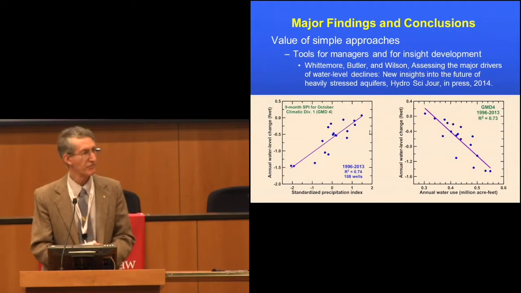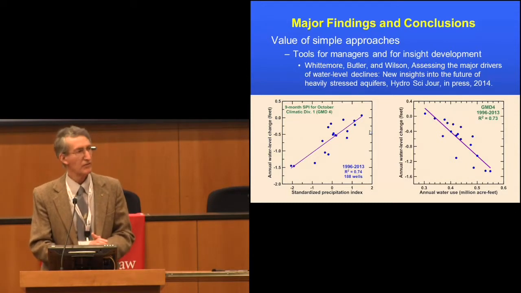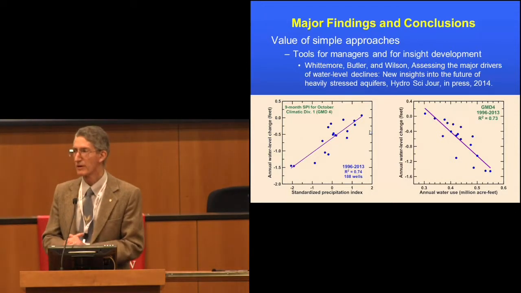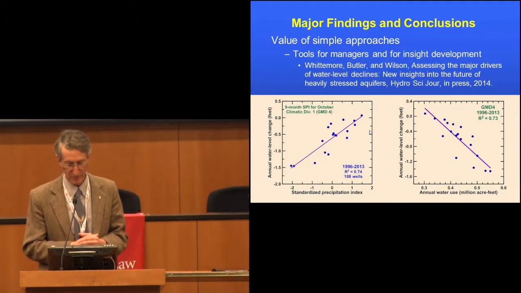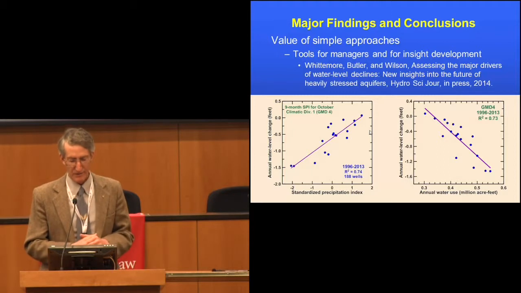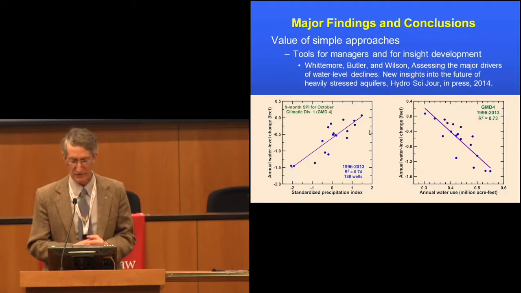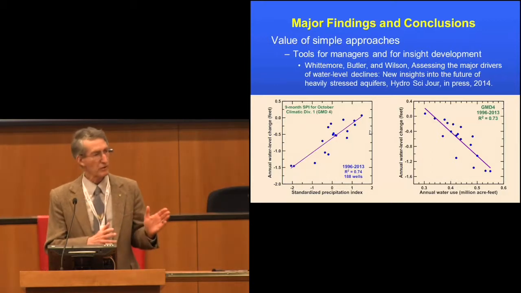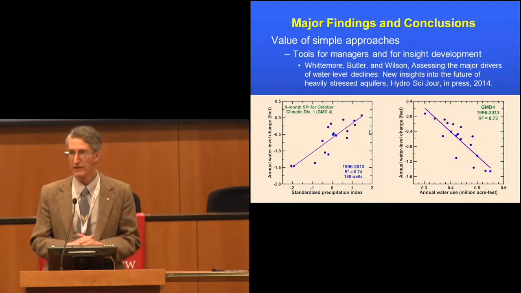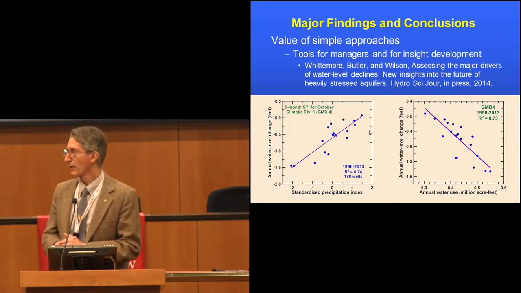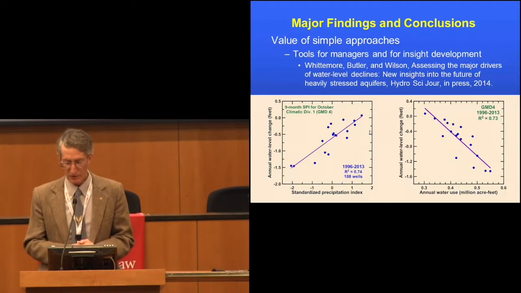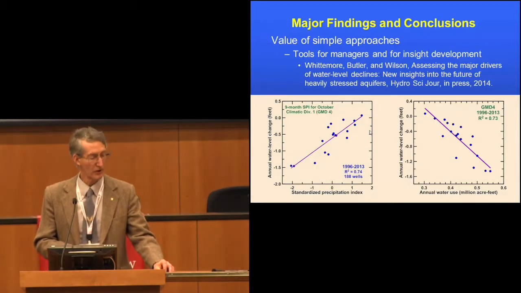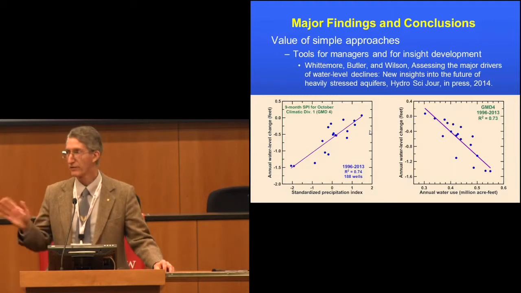So, major findings and conclusions here. You've seen some approaches here where we imply the simple mechanism, a simple approach. This is in a paper in the Hydrological Sciences Journal, and in press it's online. So we've seen that we can correlate the water level changes with climatic indices, and it works with other climatic indices too. This just seemed to work the best with this particular one. And the correlation is also very good with water use data, where we do have good water use data.